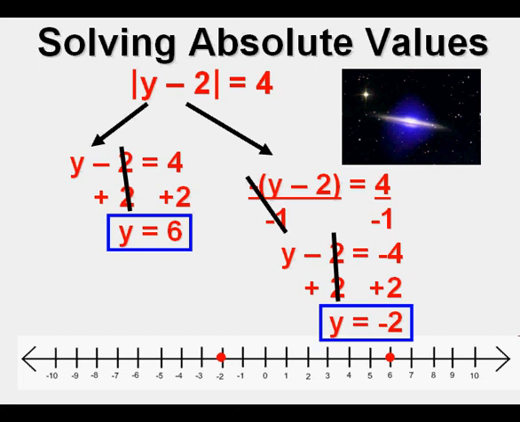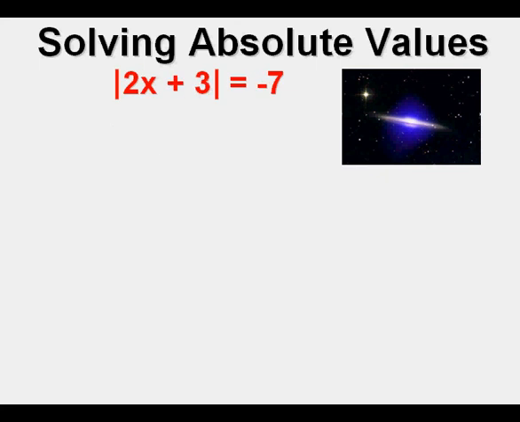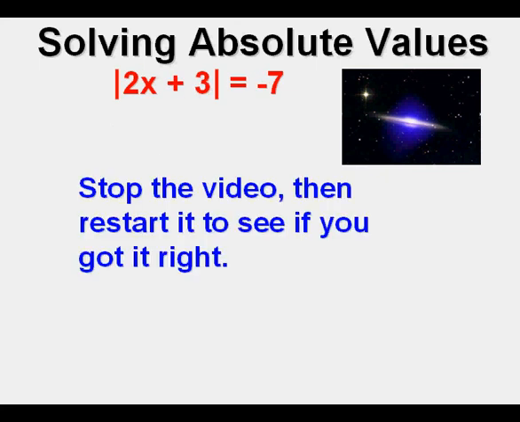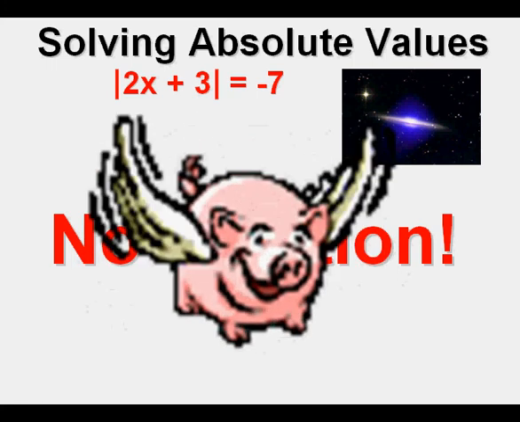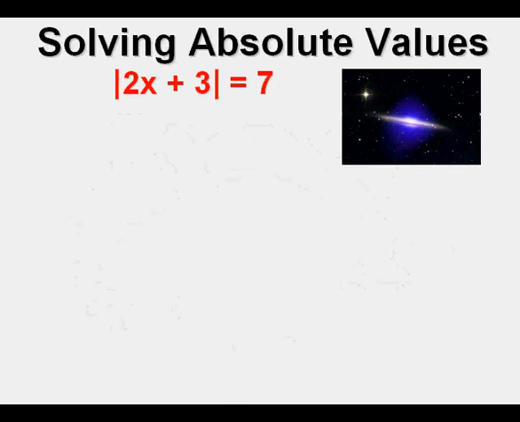Let's look at one last problem for this video. Stop the video and see if you can solve it, then restart it to see if you got it right. Can the absolute value of this or anything be a negative number, like negative 7? There is no solution. There is no number for n that makes this a true statement. It's like asking a pig to fly, trying to solve this one. It's impossible. To get something out of this last problem, let's change the negative 7 to 7, then solve it.